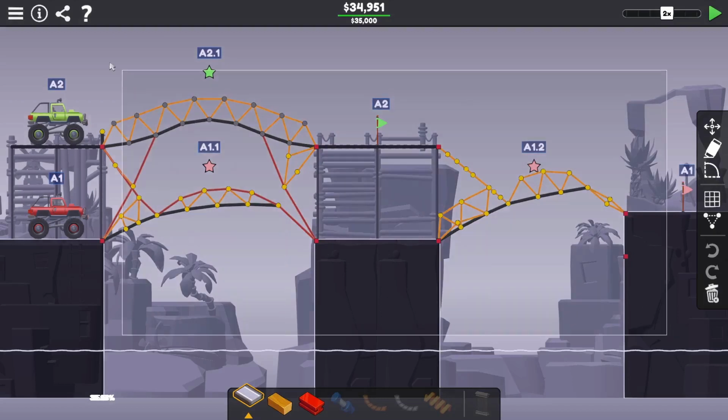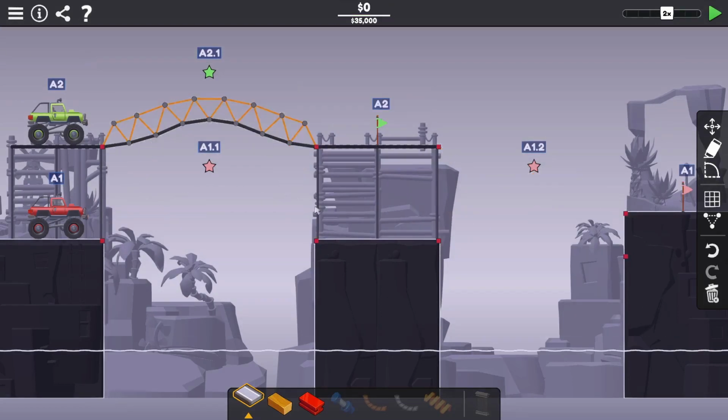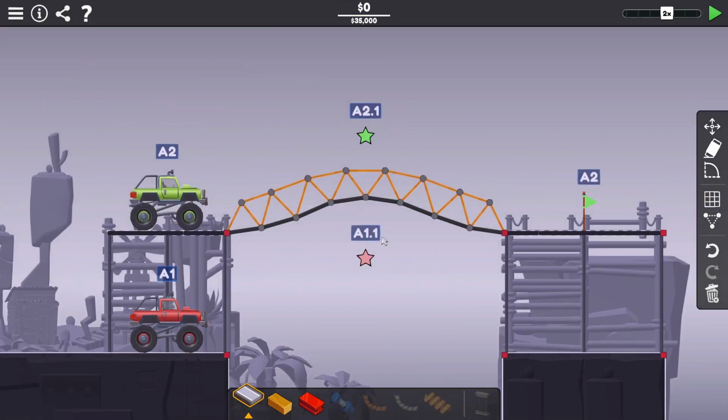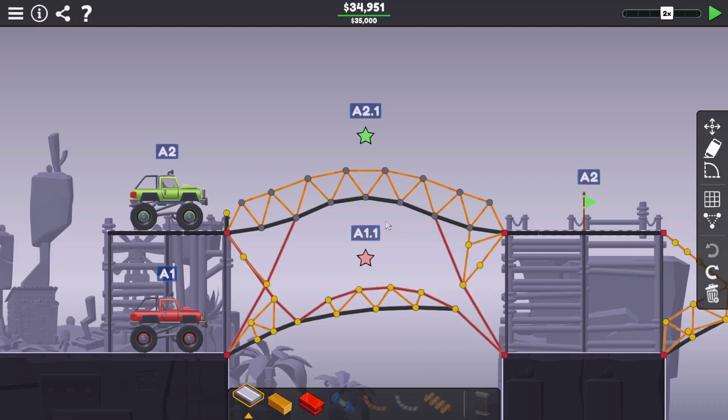Okay, this next one, if I delete everything, you can see this top part is the pre-built section. This one here is one of the harder pre-built sections to work around. The reason is that this monster truck is already very fast by the time it gets on the bridge. That's why we have this road here to slow it down. And then also these sections here are really hard to support in a good manner.